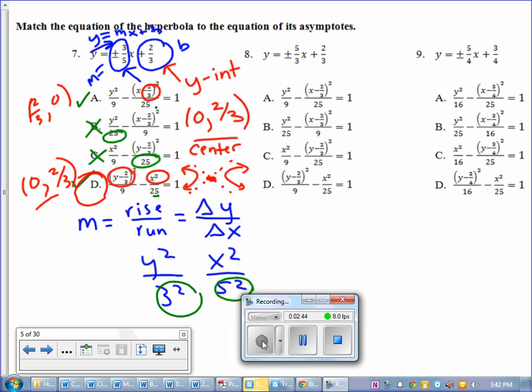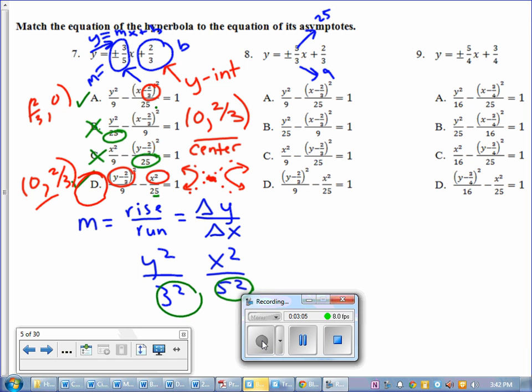Now let's try number 8. So number 8, exact same process. We're going to start by looking at the slope. And the slope for number 8 is 5/3. So that means that the y denominator is going to be 25, because that's 5 squared. And the x denominator is going to be 9, because that's 3 squared.